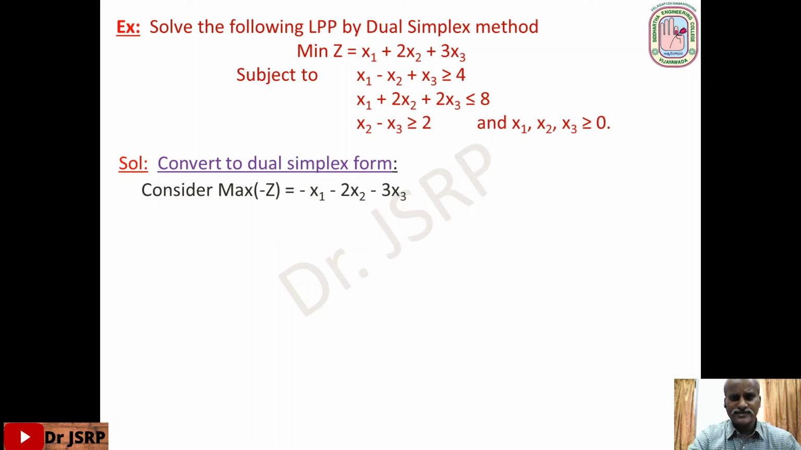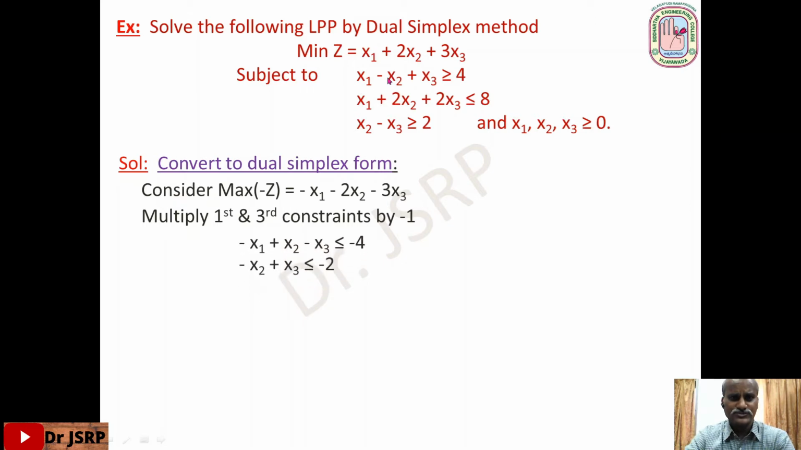The second step in the dual simplex form is to convert the greater than or equal constraints, if any, to less than or equal constraints by multiplying by minus 1. The first constraint is greater than or equal, and the third constraint is greater than or equal. So multiply the first and third constraints by minus 1. The first constraint becomes minus x1 plus x2 minus x3 less than or equal to minus 4. The third constraint becomes minus x2 plus x3 less than or equal to minus 2. The second constraint stays as it is, since it is less than or equal type.